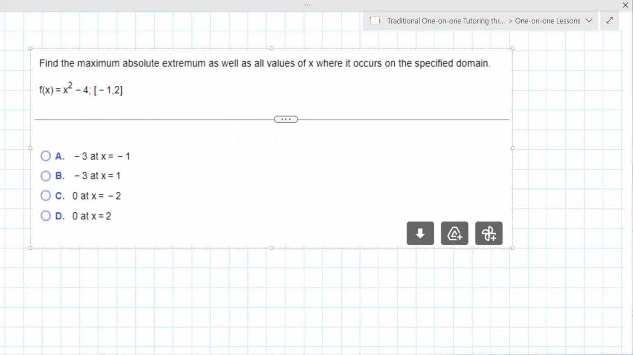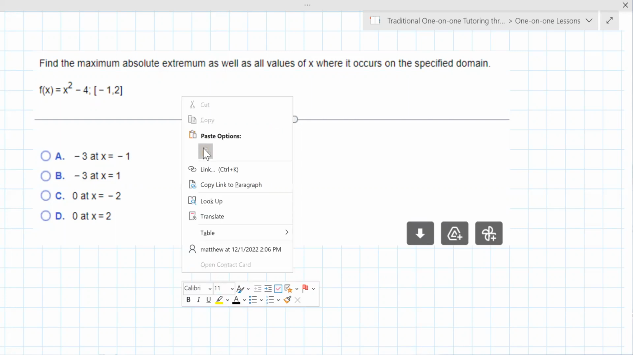So what I'm going to do is I'm going to graph it, and I'm going to restrict the window to -1 to 2. And I'll snip that graph in here so that you can see, and then we'll be able to identify it with that information there. All right, so let me snip this in. All right, so here is what the graph looks like.